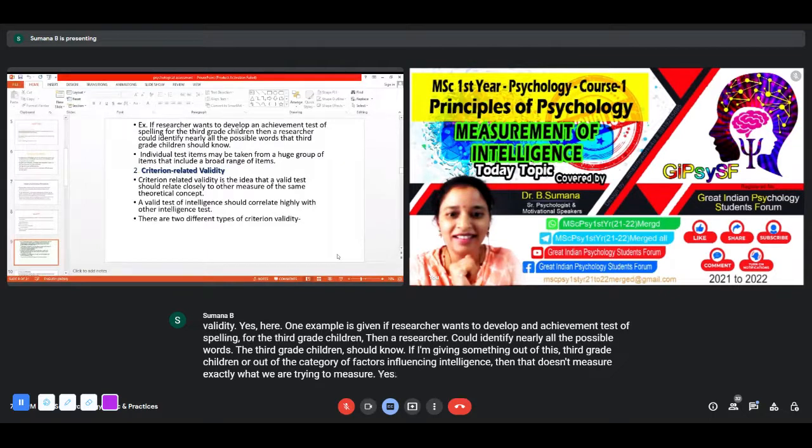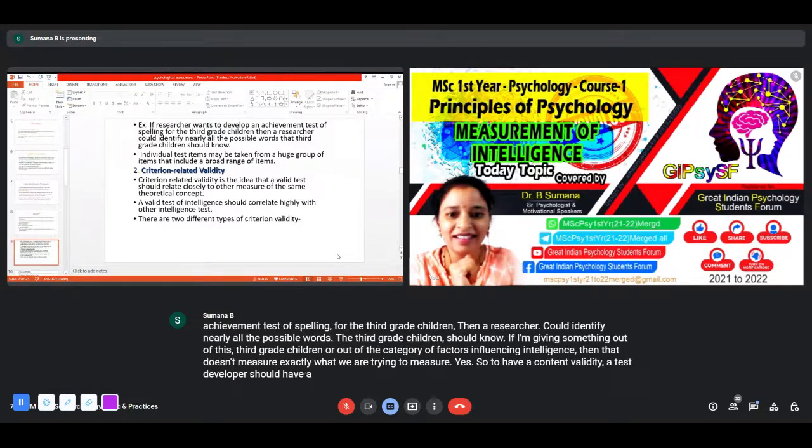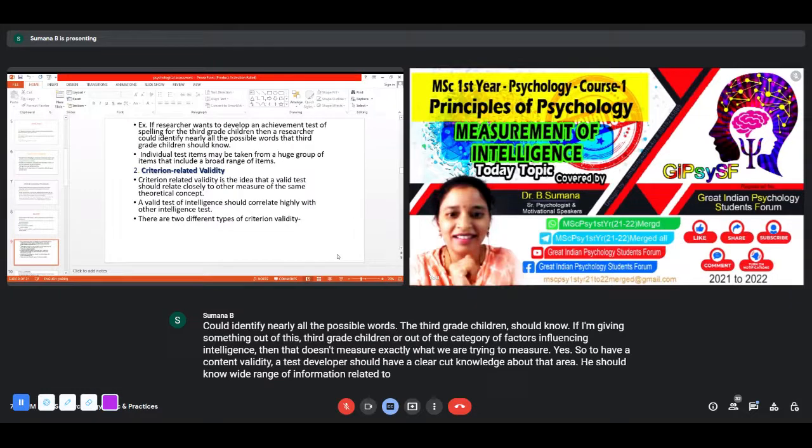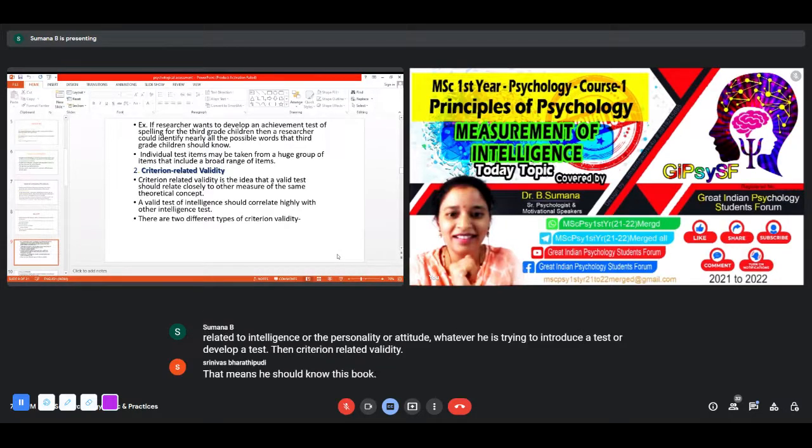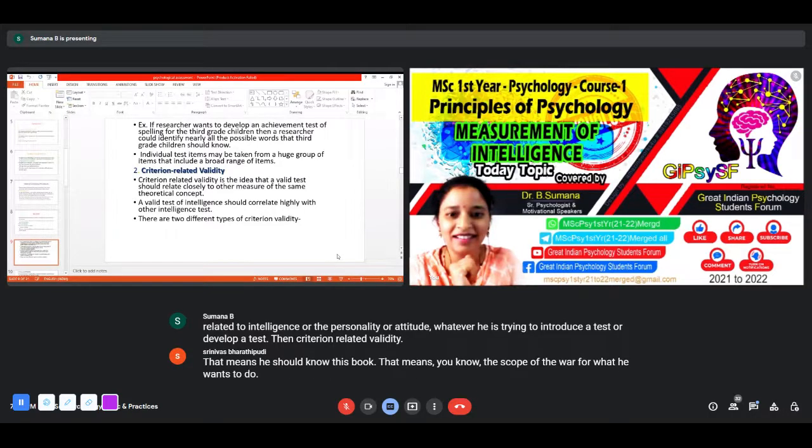Yes. So to have content validity, a test developer should have clear-cut knowledge about that area. He should know a wide range of information related to intelligence or personality or attitude, whatever he is trying to develop a test for. That means he should know the scope of what he wants to do. Exactly. Got it.